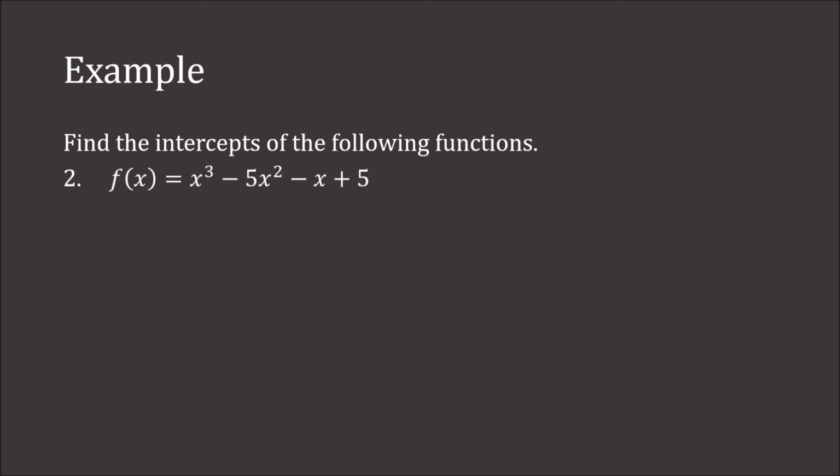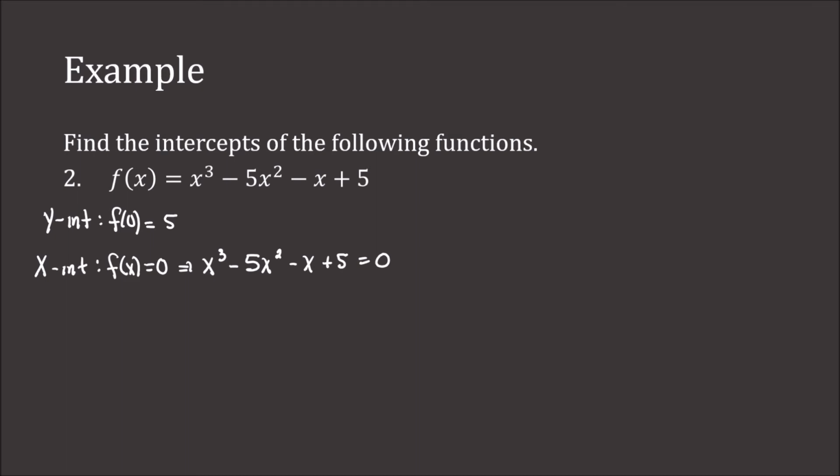Next up, let's look at x cubed minus 5x squared minus x plus 5. So the y-intercept, f of 0, in this case is just 5. So now for the x-intercept, we have f of x is equal to 0, which means that x cubed minus 5x squared minus x plus 5 has to be 0.